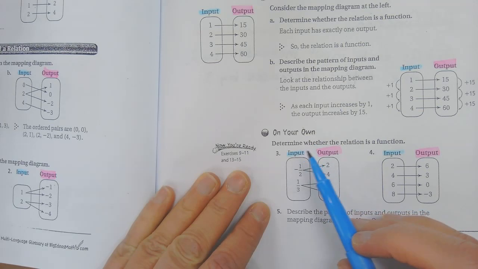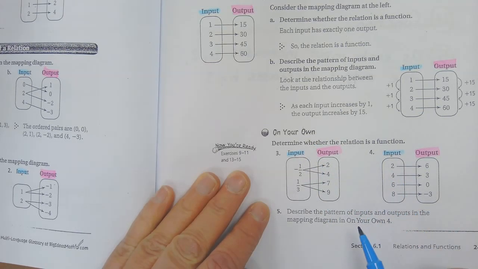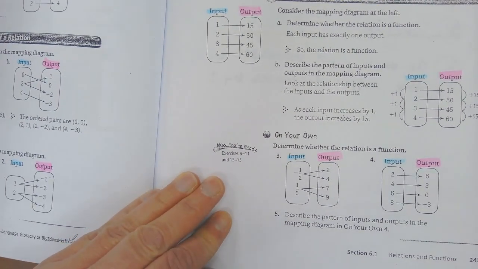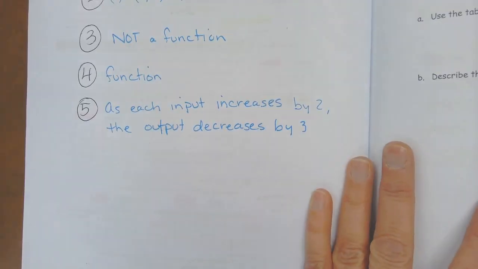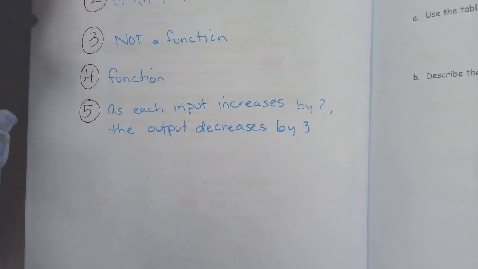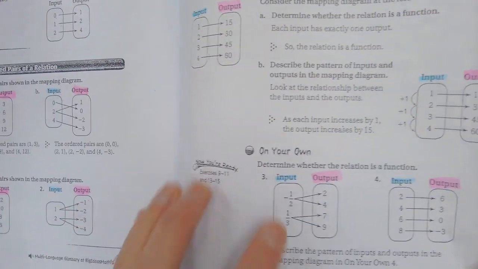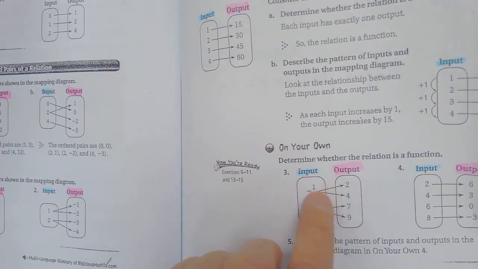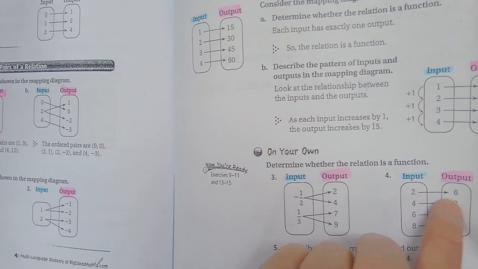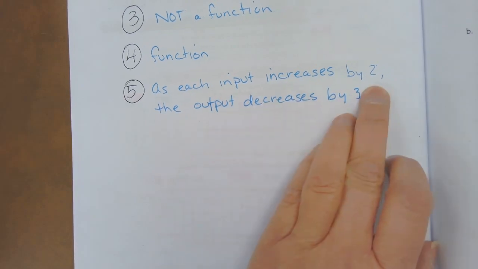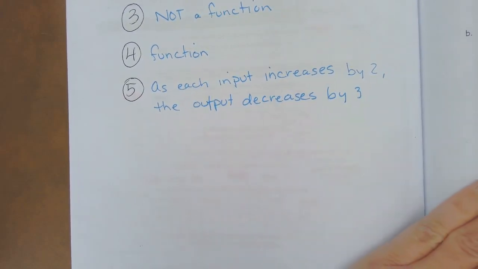On your own, determine whether the relation is a function, and then describe the pattern of inputs and outputs in the mapping diagram on your own number 4. So go ahead and on the next page do that. Okay, number 3 is not a function, and number 4 is a function. If we go back to that, you can see that number 3 has 2 outputs for the 1 input. And this one, each one has 1. And number 5 is as each input increases by 2, the output decreases by 3.